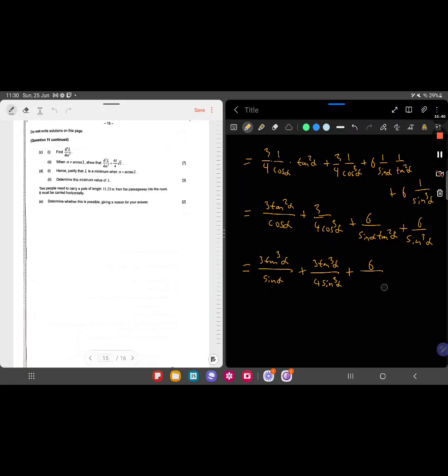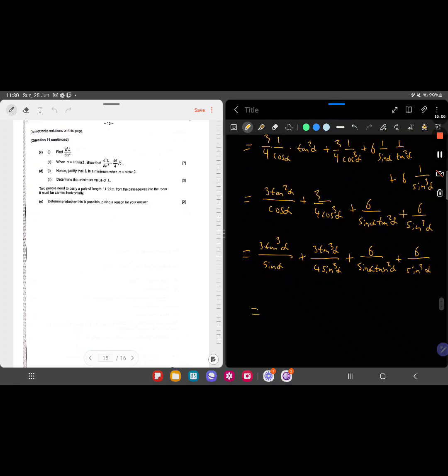Wait, you know what? I'm getting everything in terms of sine and tan. Is that a good thing? I'm guessing. Squared alpha. Sorry, this is so bad, Harry. Plus 6 over sine, since sine over cos is tan, cos cubed. You know what? Let me just keep it like that. Cubed alpha.